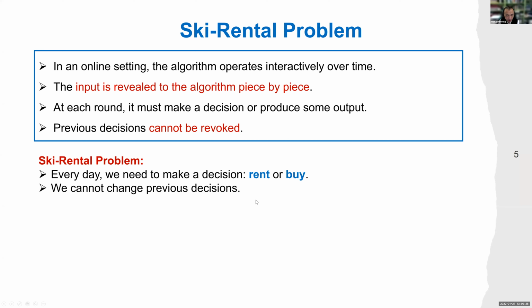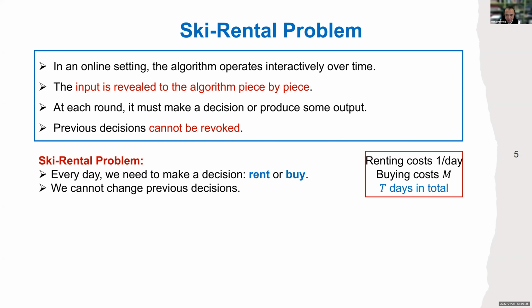This is the setting, right? Every day you need to make a decision, either rent or buy. And then you cannot change previous decisions, right? The setting is renting costs $1 per day and buying costs M dollars, right? And in total, you have T days, but you do not know what T is, right?